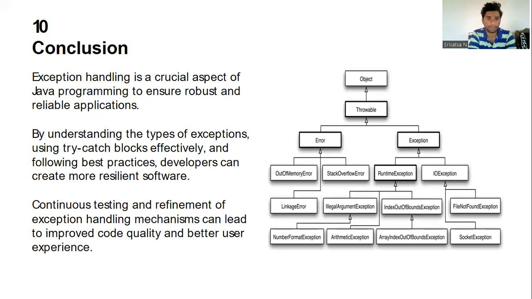Conclusion. Exception handling is a crucial aspect of the Java programming language to ensure robust and reliable applications. By understanding the types of exceptions, using try-catch blocks effectively, and following best practices, developers can create more resilient software. Continuous testing and refinement of exception handling mechanisms can lead to improved code quality and better user experience.